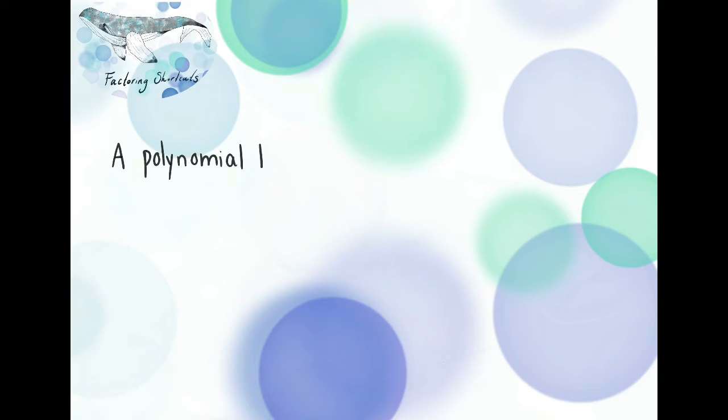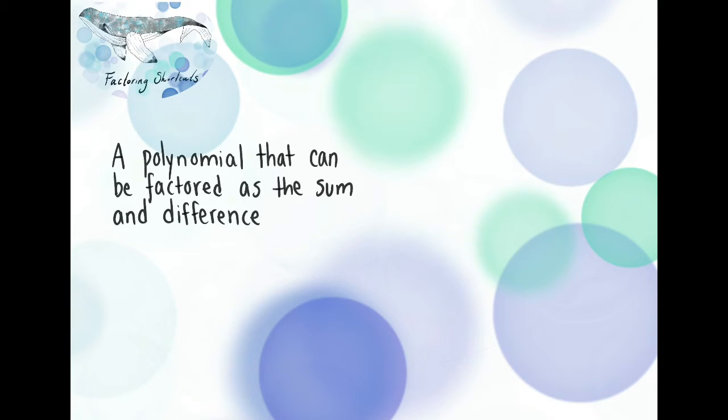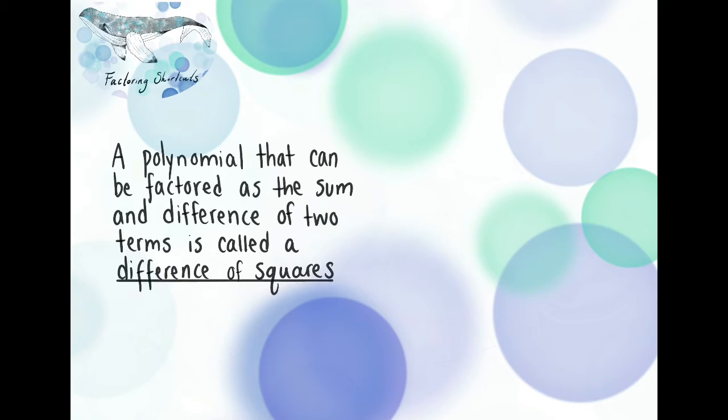So the very first one, if a polynomial can be factored as the sum and difference of two terms, it's called a difference of squares. So that's when you have some perfect square subtracting another perfect square. So the general pattern would be to have x squared minus y squared. So you would have x minus y and x plus y.